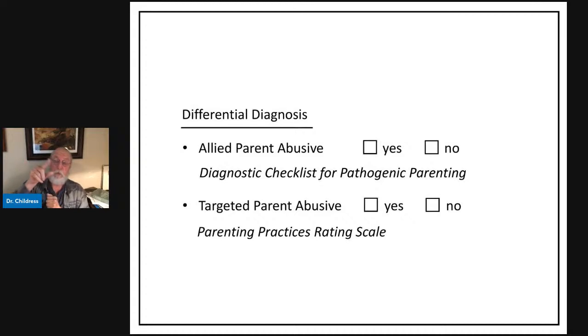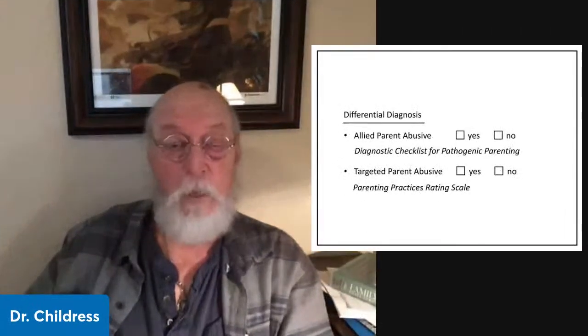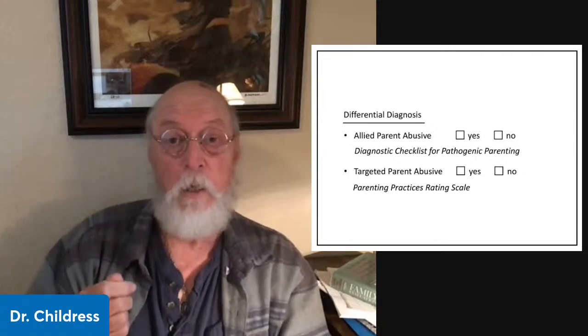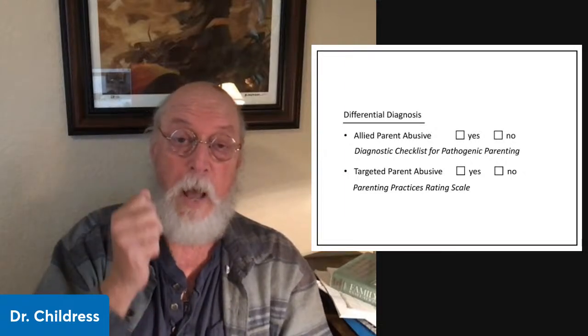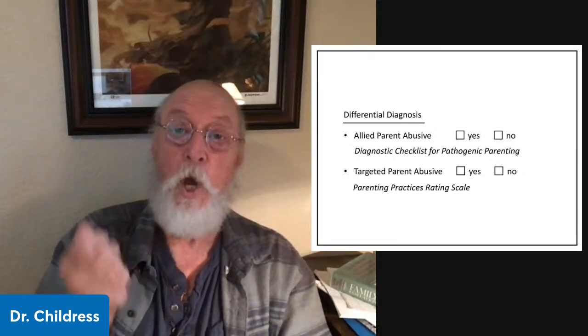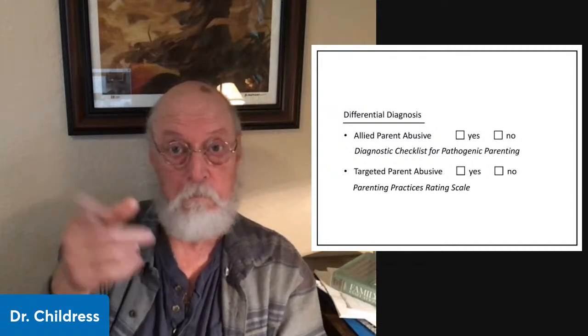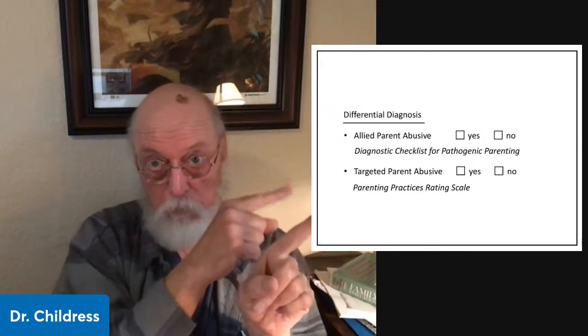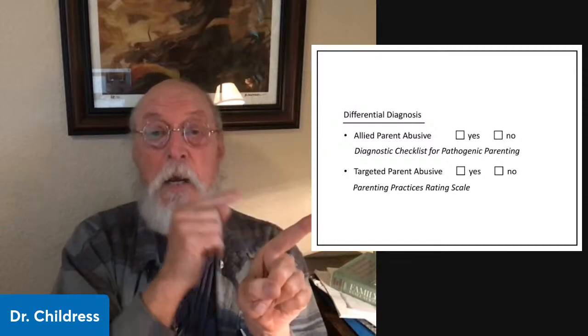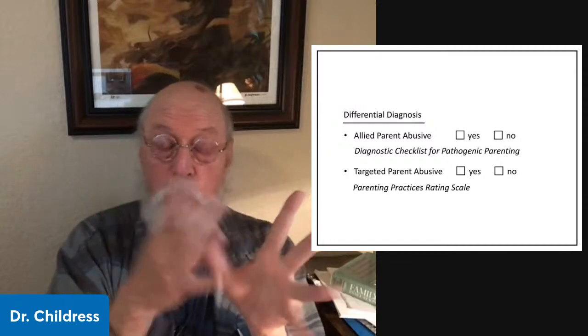The question is it a normal range parent? Diagnostic indicator 1. Well, is the targeted parent abusive? Parenting practices rating scale. That'll give us that answer. So with those 2 checklists, easy peasy, check, check, check, check, check, you can render an accurate diagnosis of the pathology 100% of the time. So those 2 scales right there should be collected 100% of the time, just routinely.